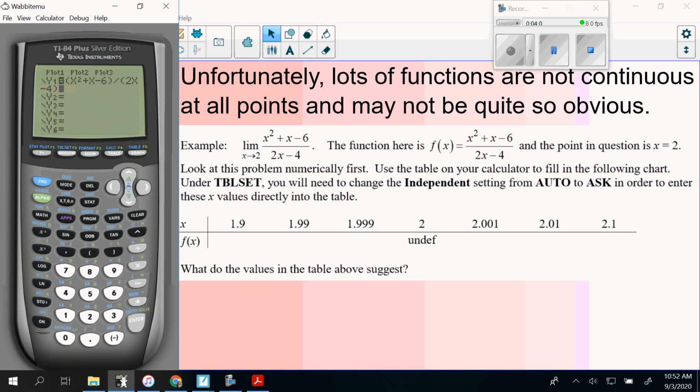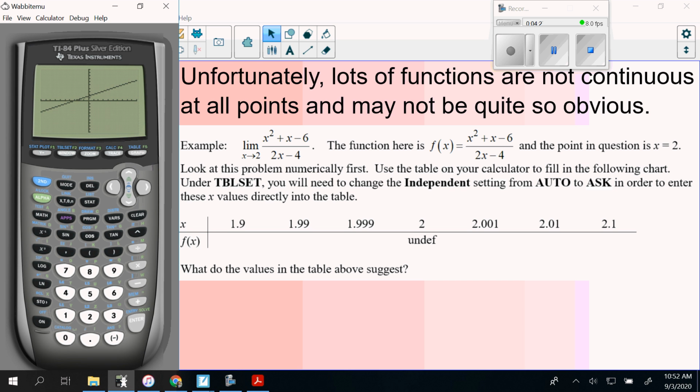And then what we're going to do is go to our table set, and that's in the blue here. So I'm going to hit our second button in this window one. And what we're going to do is change this independent variable to ask. That way when we go to our table over here on the right, that's our graph. We'll come back to that.